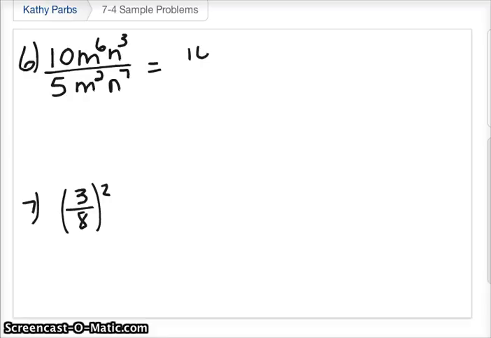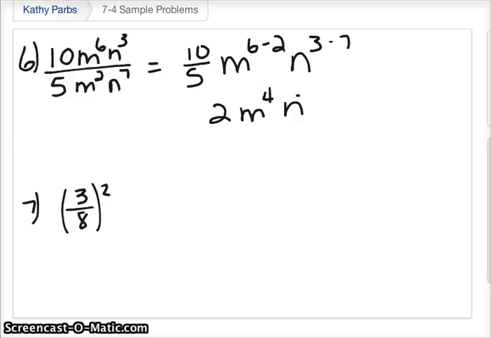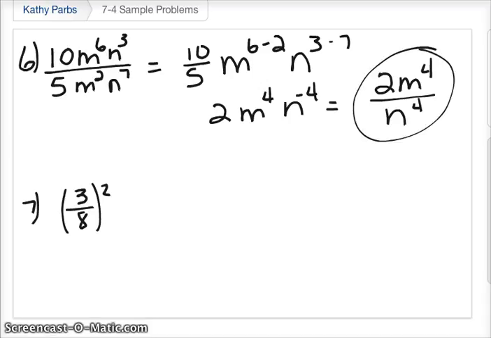In this problem we would have 10 divided by 5, m to the 6 minus 2, n to the 3 minus 7, which would simplify to 2, m to the 4th, n to the negative 4th, and we would rewrite that as 2m to the 4th divided by n to the 4th to get rid of our negative exponent.